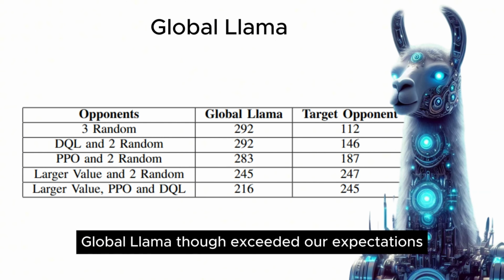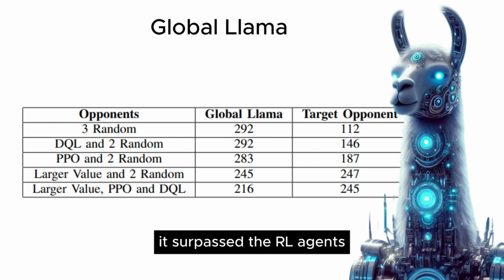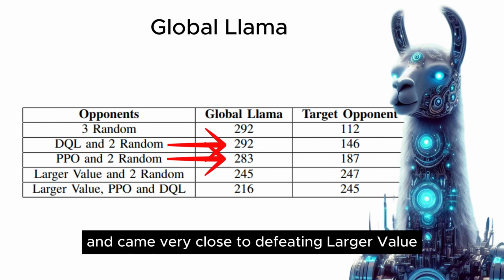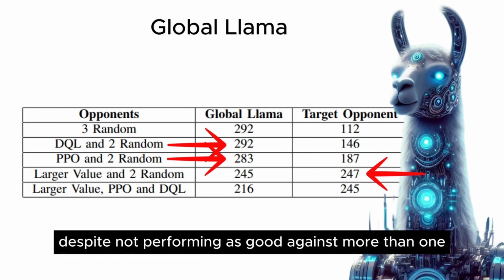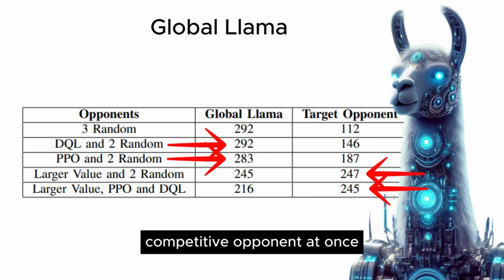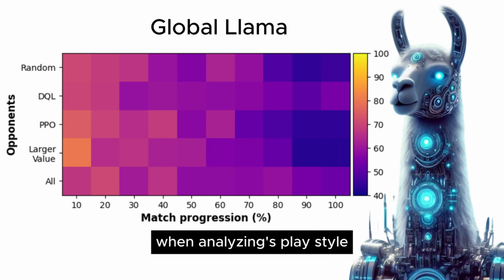Global Llama, though, exceeded our expectations. It surpassed the RL agents and came very close to defeating Larger Value, despite not performing as well against more than one competitive opponent at once. When analyzing its playstyle, we also discovered that it unintentionally tried to mimic the Larger Value strategy.